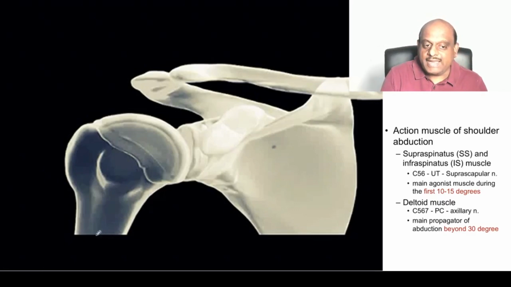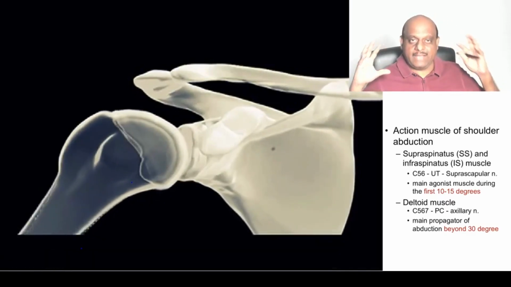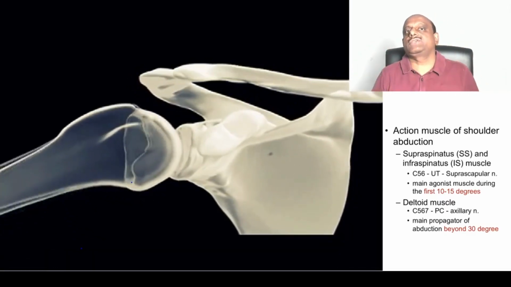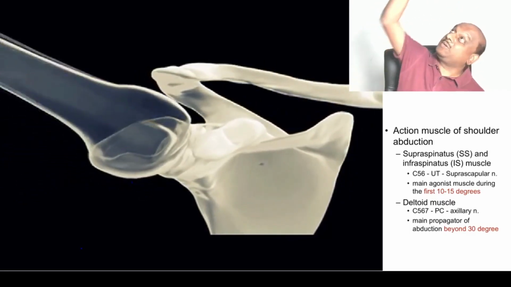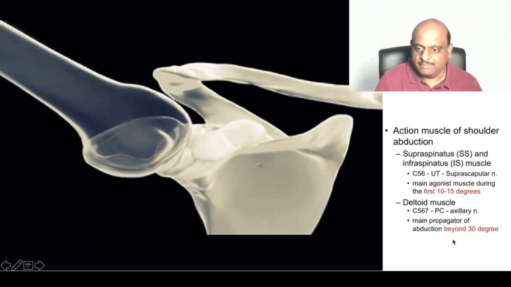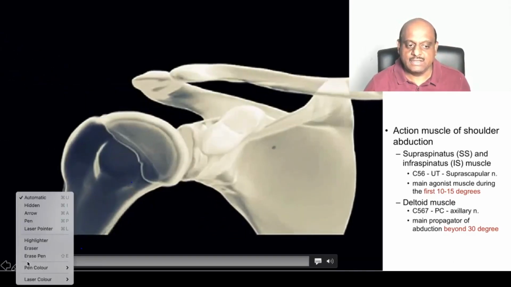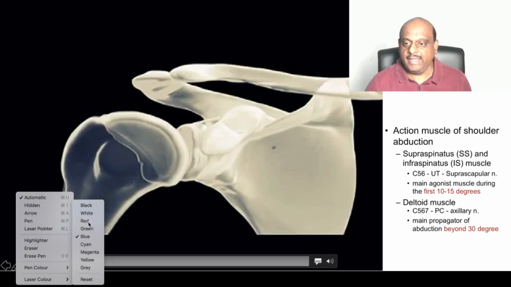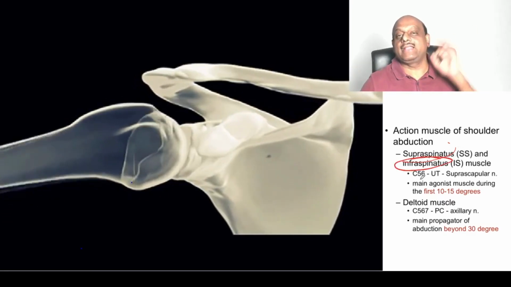So to understand the whole story of the brachial plexus injury, you should know what muscles contribute to the abduction. Whenever you are abducting your hand to catch something, what is the contribution? So you should remember that it is the supraspinatus and infraspinatus muscle.